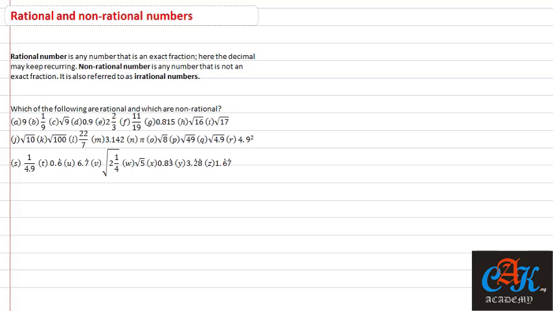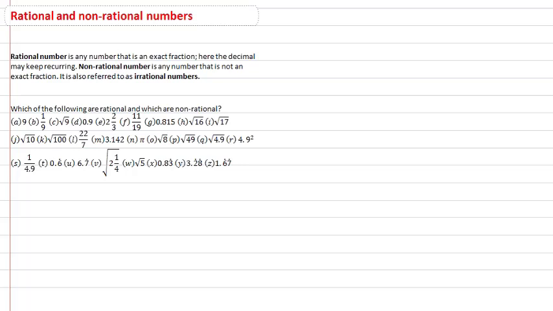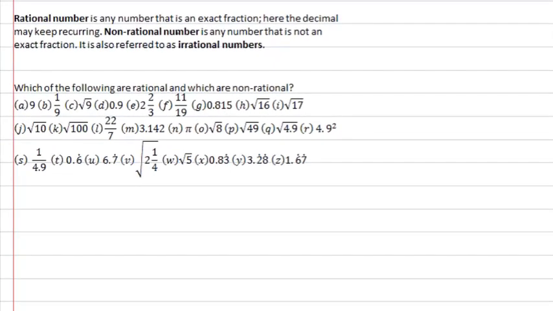So looking at rational and non-rational numbers. Rational numbers are any number that is an exact fraction, and the decimal may keep reoccurring. While a non-rational number, also known as an irrational number, is any number that is not an exact fraction. So which of the following are rational and which are non-rational?